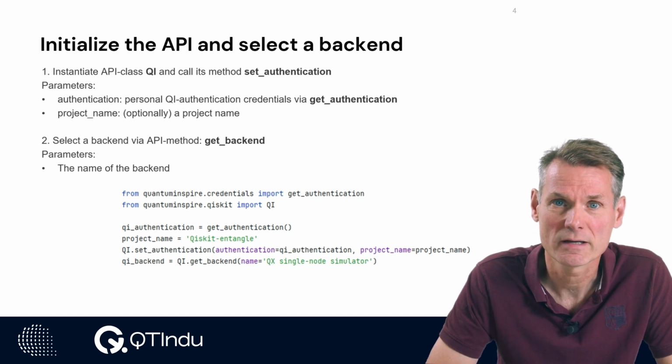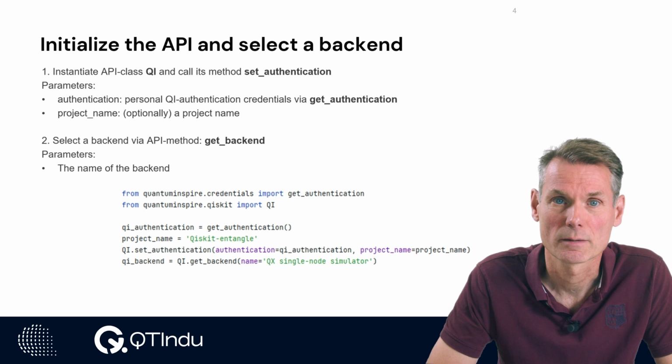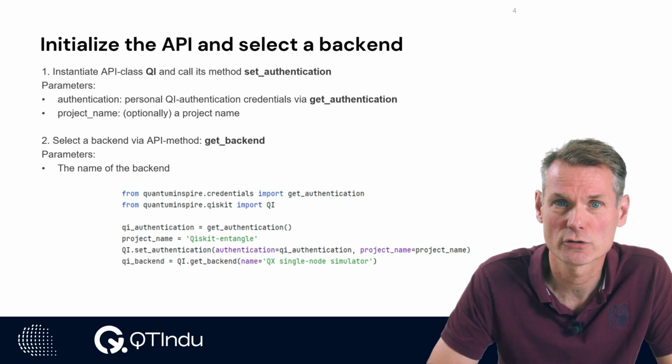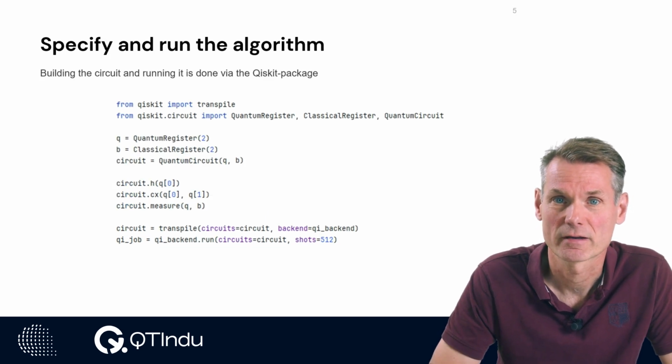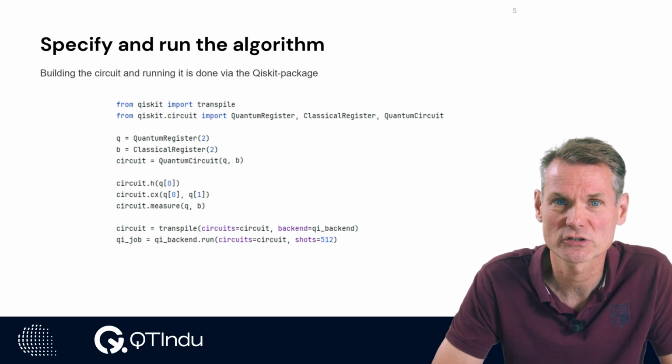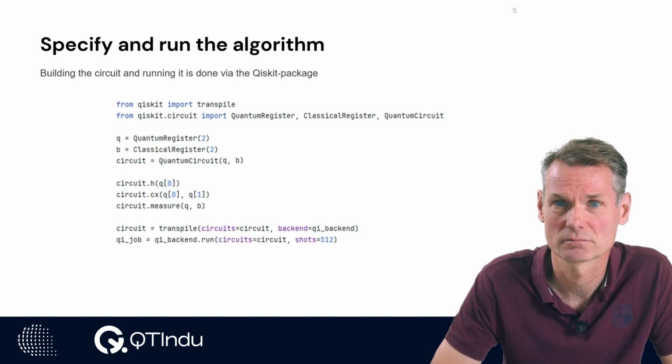Via the QI API, we can select the backend using the method get backend. The parameter for this method is the name of the backend. In this case, we use the QX Single Node Simulator. The next part is Qiskit specific. Here we specify 2 qubits and 2 classical bits to hold the results after measurement. Then we specify a quantum circuit using these quantum and classical registers.